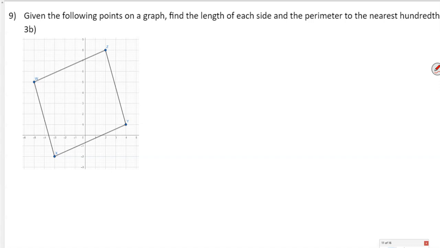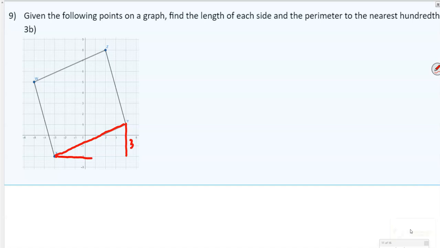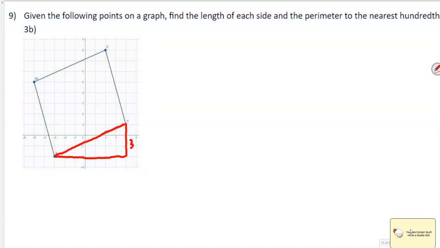of each side and the perimeter to the nearest hundredth. So what we're going to do is I'm going to look at X, Y. I'm looking at this side right here. Okay? So I notice it's rising, right? So it's 1, 2, 3 up. 1, 2, 3, 4, 5, 6, 7. Oops, I can't draw a straight line today. 7. So that's 7. Let's check this one to see if it's the same.